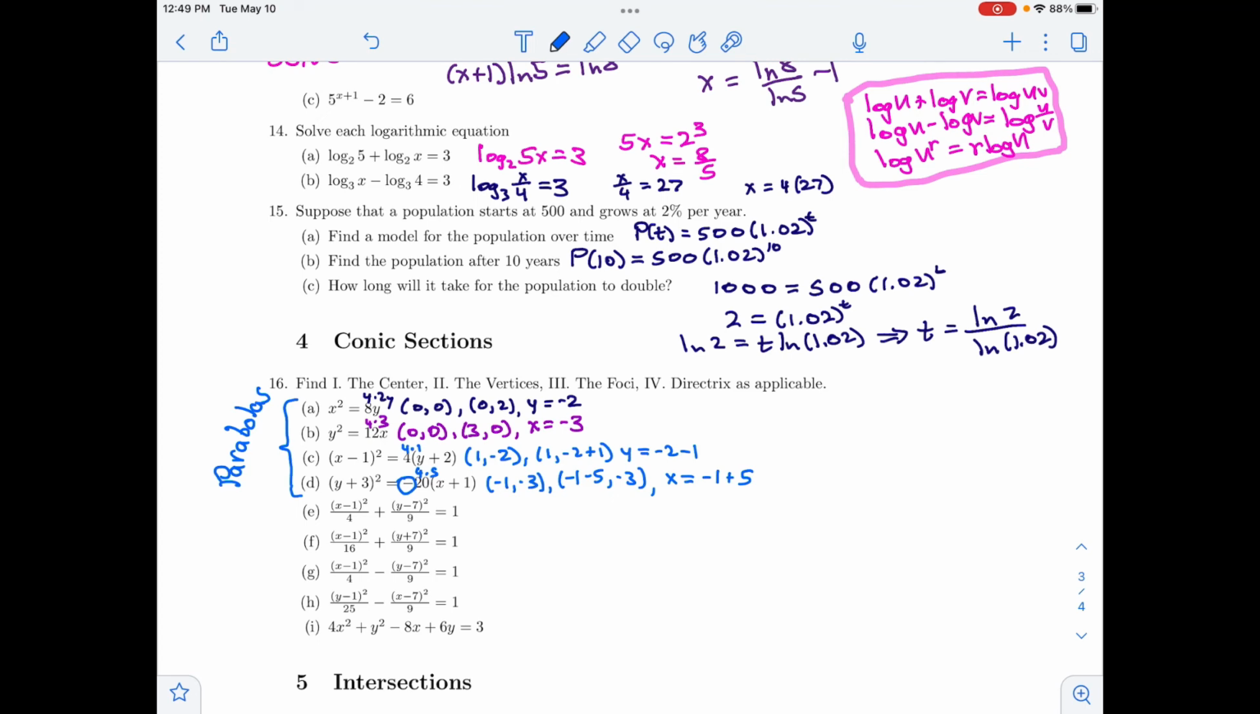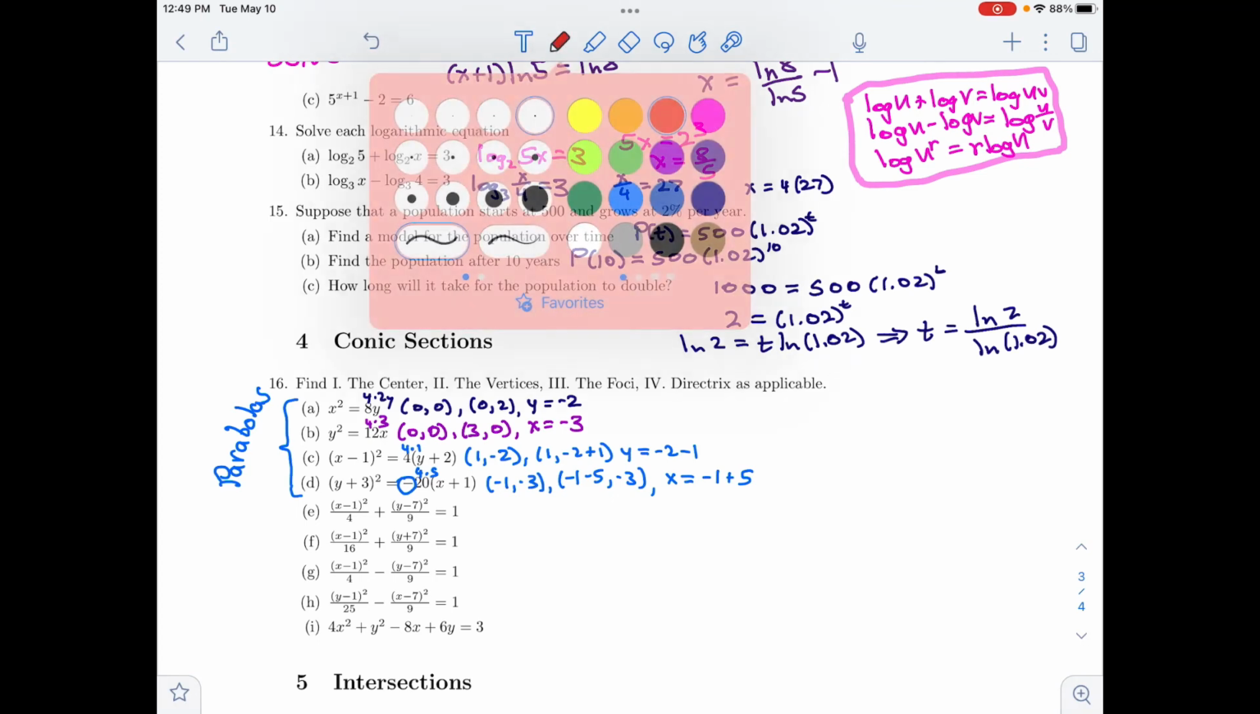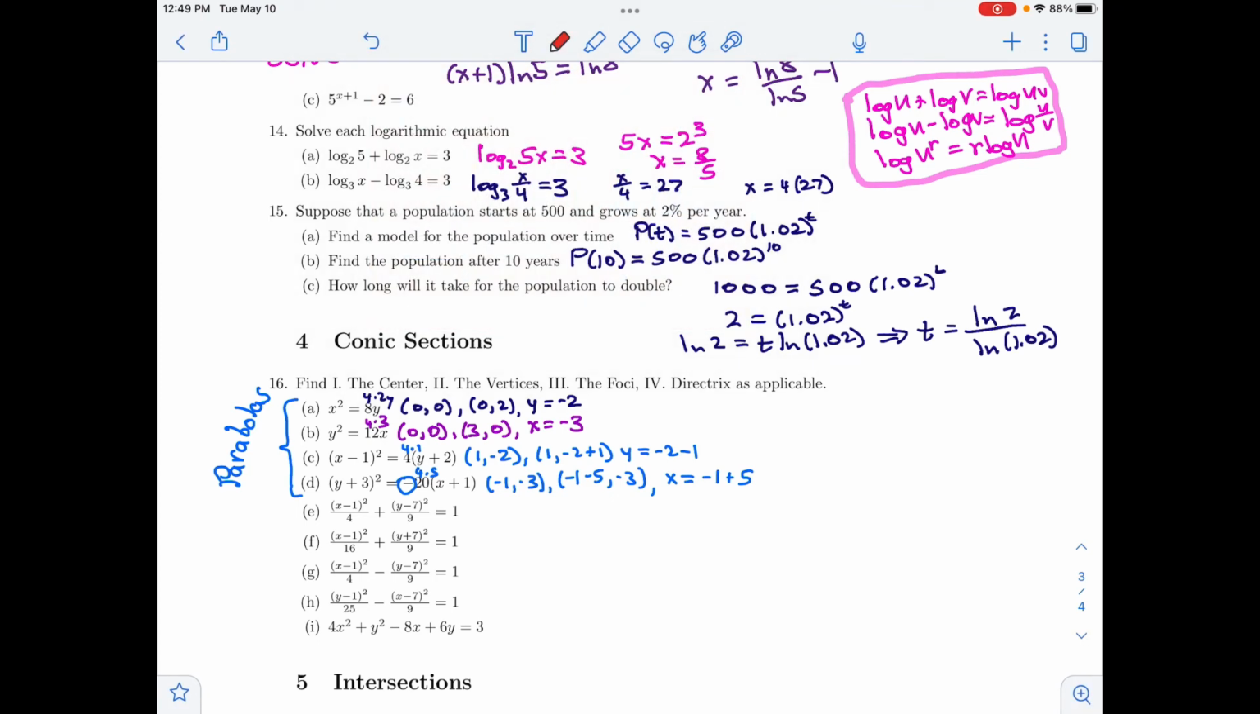Okay, now we switch gears, and now we're looking at an ellipse. Here's an ellipse, and notice that the bigger number is 9, so the major axis is the vertical. But here is the center. The center is going to be (1, 7).